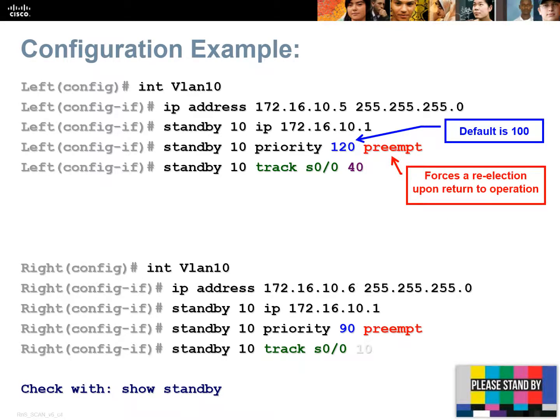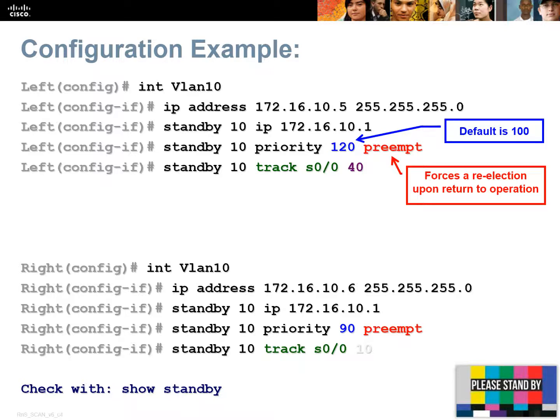The word preempt is really, really important. I have no idea why it's not default, but it's there. So what happens when the left hand router dies and the right hand router takes control? When the left hand router comes back without that word preempt, then the right hand router would just stay forwarding, even though it's got a priority of 90 and the left hand router has got a priority of 120.